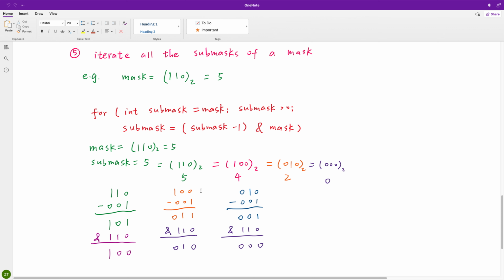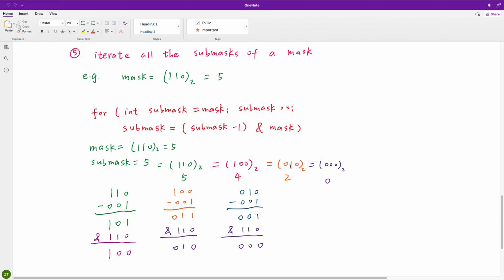And then we continue. 100 minus 001. We go through this again. Then we borrow 1 from here, so 2 minus 1 equals 1, and we have 011. And we AND with the mask, that will be 110. Then we get 010. So this is another submask, 010.